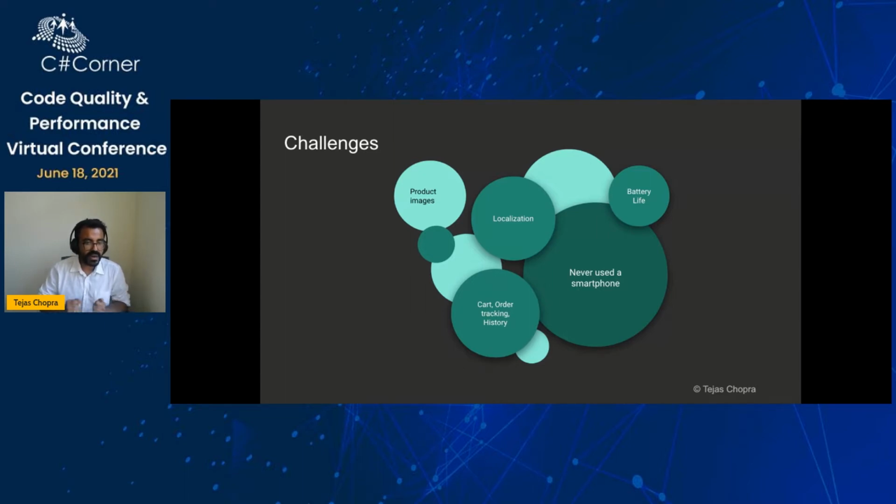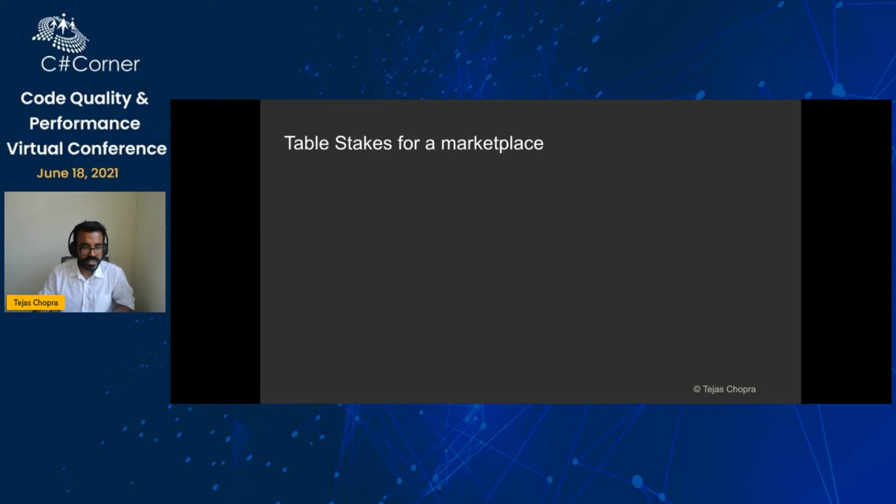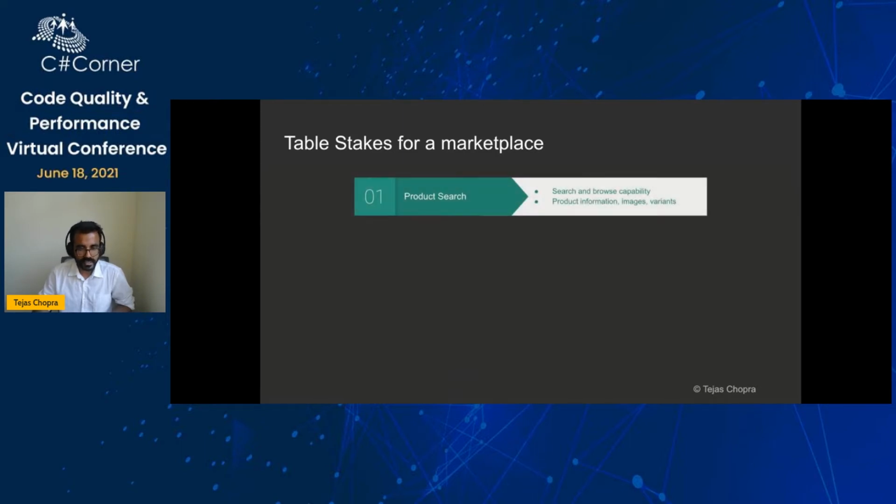So these were some of our learnings by talking to a bunch of customers, and whatever solution we built had to take into account these learnings and try to solve them for our base. That actually led to defining requirements. What exactly should our app or platform do? The table stakes for a marketplace are product search. You should have the ability to search and browse products.